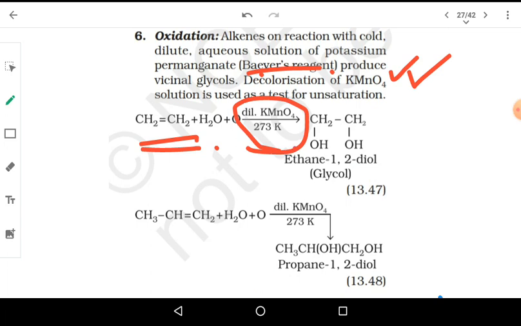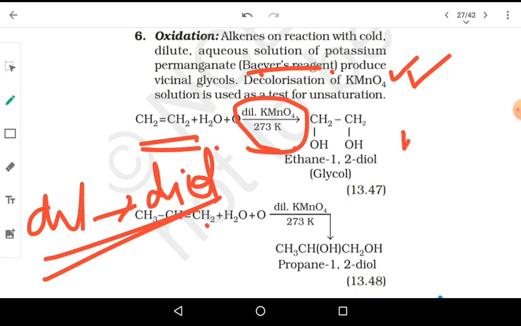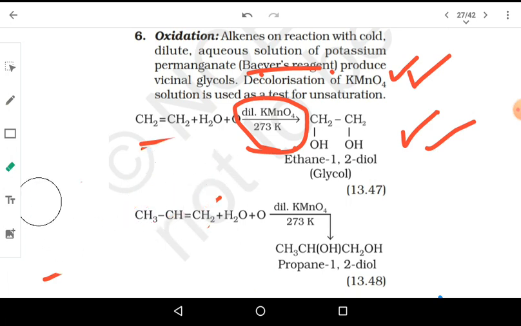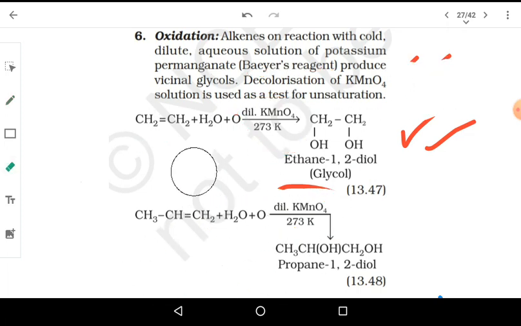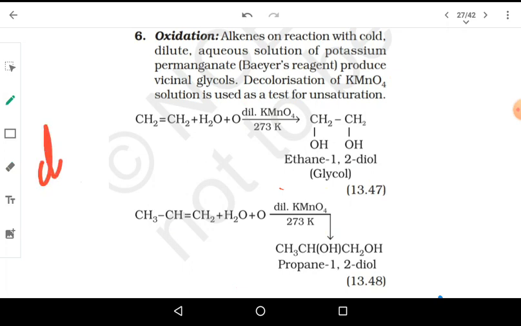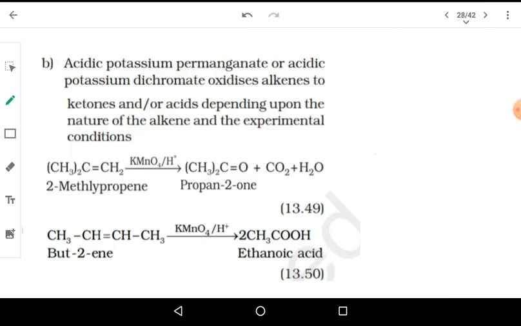At that time, what is happening? If we have dilute, we are going to get a diol. So we can remember it like this: dilute gives diol. So we will get ethane-1,2-diol, which is also known as glycol. Now let us take another example, CH3CH=CH2 plus dilute KMnO4. What is it going to give? To this position we get an OH, and to this position also we get an OH. So it's a very simple fact that if we are using dilute KMnO4, we will be getting a diol. So I will write that trick here: dilute gives diol.